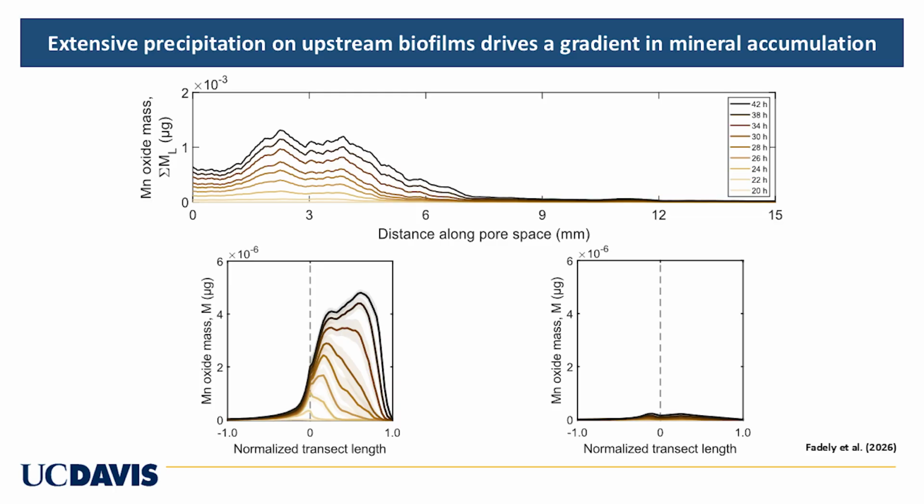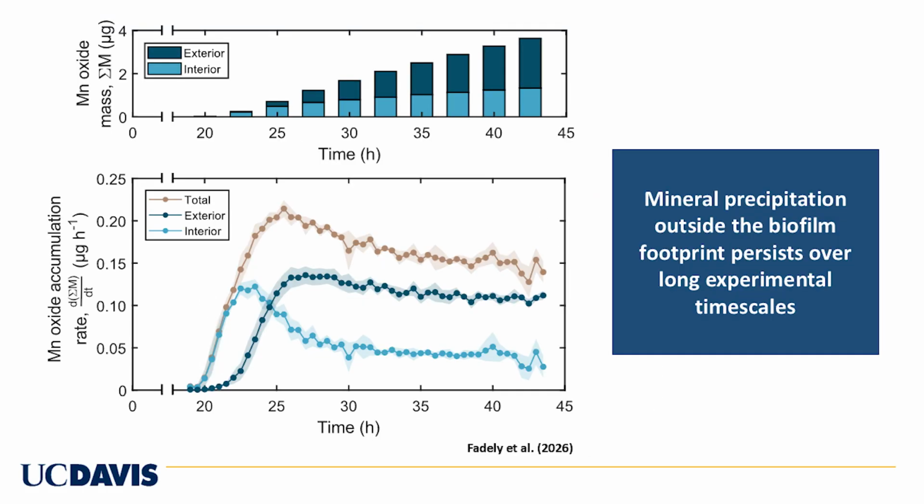If we zoom in, we determine that biofilms in the inlet region are accumulating much more manganese oxide mass than biofilms in the outlet region, and that a substantial fraction of that mass is outside of the original biofilm footprint. We can track the manganese oxide mass accumulation inside and outside of the biofilm footprint as a function of time. We see that mineral precipitation over long timescales is sustained by reactions outside the biofilm footprint.